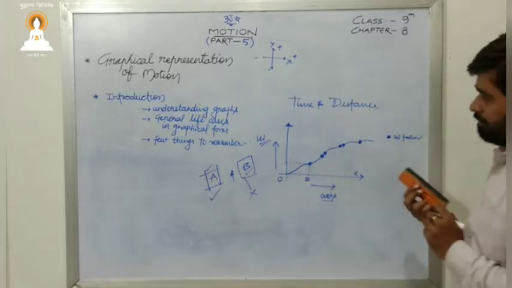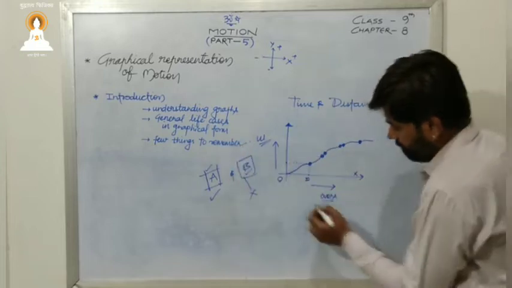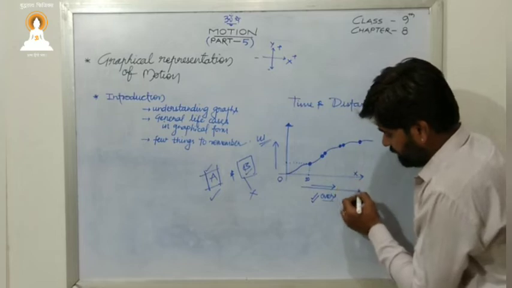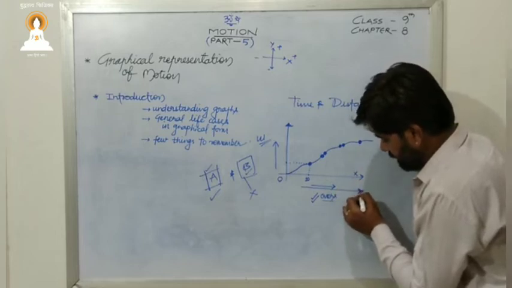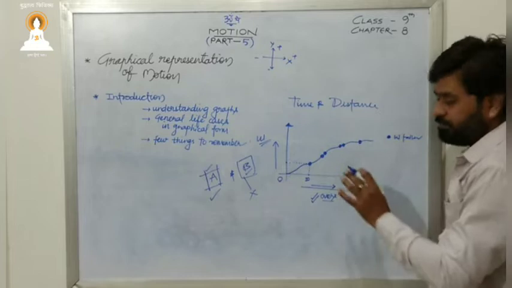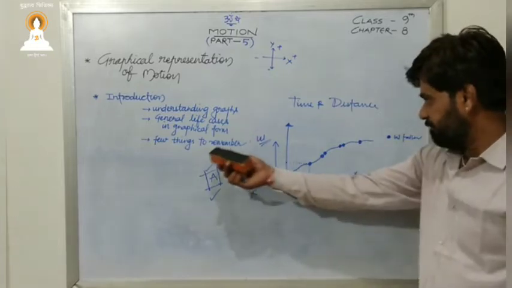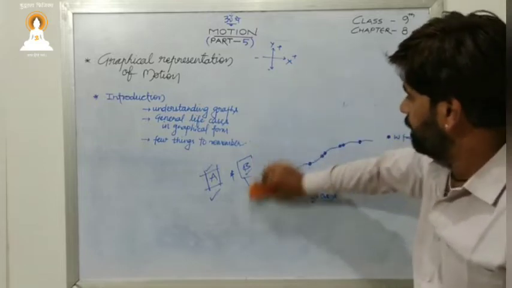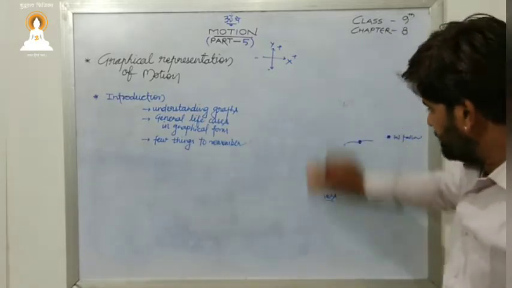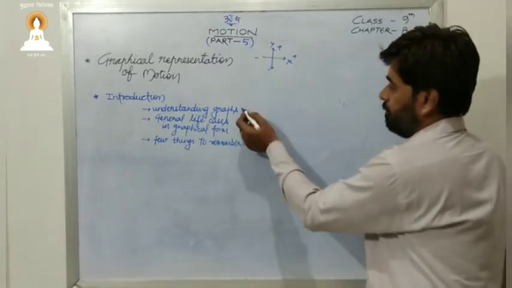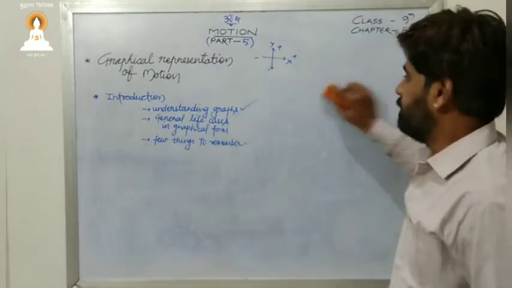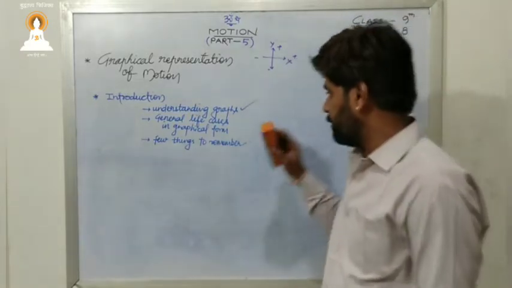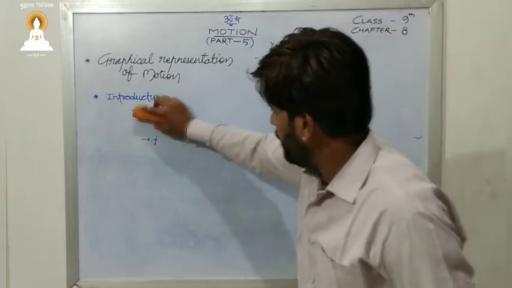Now see, one thing you can note here is that over the x-axis we usually take the things which are quite constant. We will see that in the third one. Now let us move ahead. This is our basic understanding regarding the graph. Now the second one: general life cases in graphical form. Very important one, general life cases in graphs.